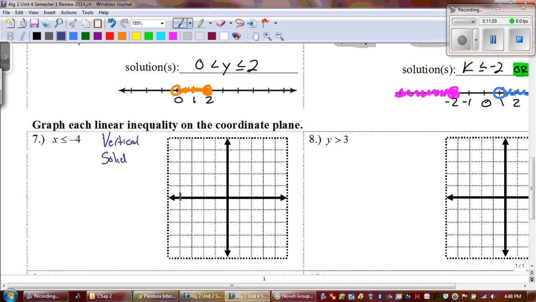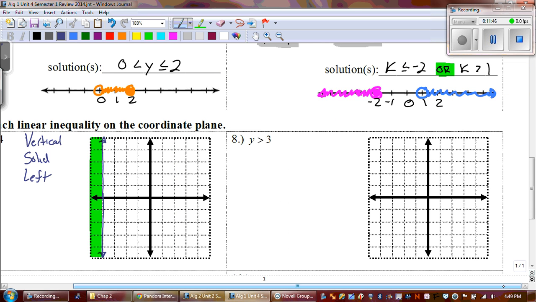So let's start there. At -4, we're going to have a solid line right there. And I want to graph everything to the left. We have to shade that in, okay? Everything to the left would just be right there because it's less than that. Remember, these were our special cases. We just can't shade up or down. We have to shade left or right. So we shaded to the left.